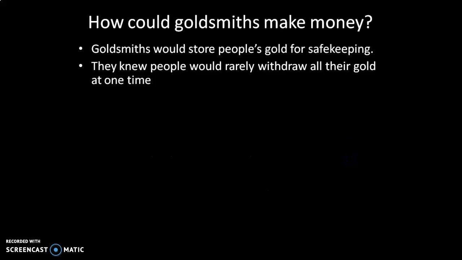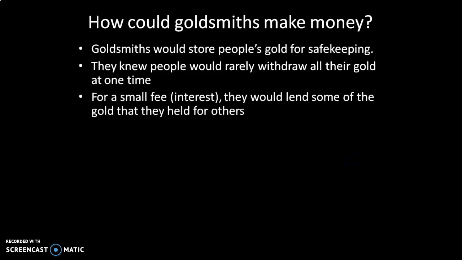Now, the goldsmith knew that people would rarely ask to withdraw all of their gold at one time. The goldsmith is going to be storing gold for a lot of different people. Since they know that people will not withdraw all their gold all at one time, they would be willing to lend some of the gold that they're holding for others to other people. And when they do that, they will charge a small fee, which we would call interest.